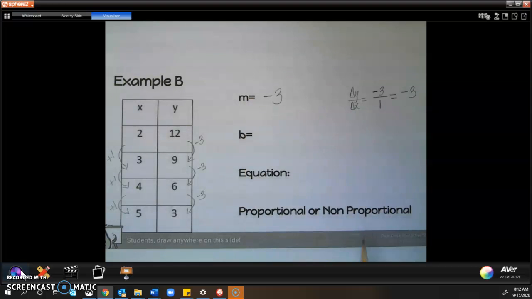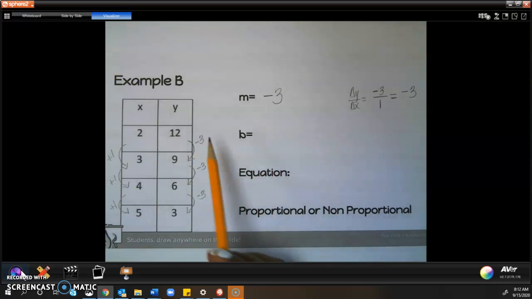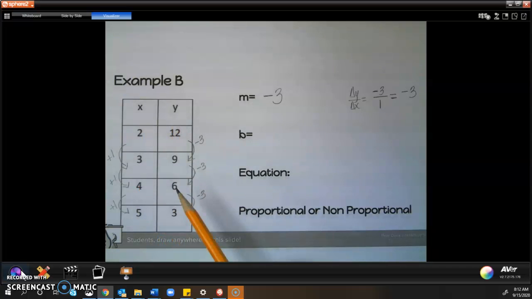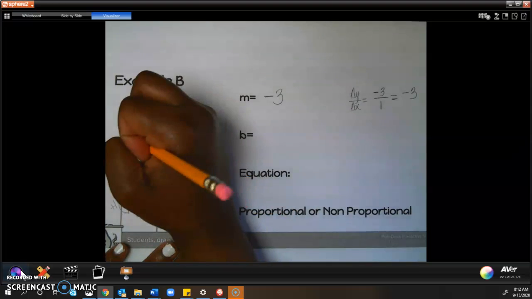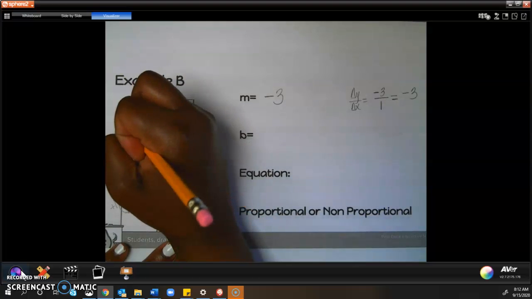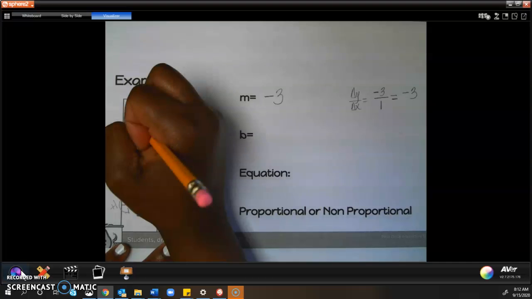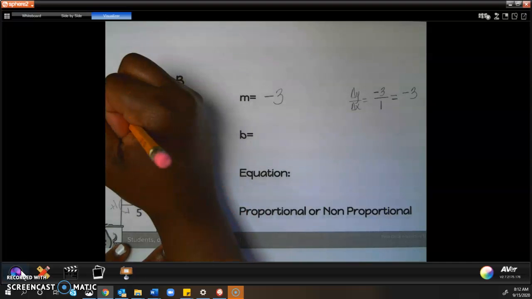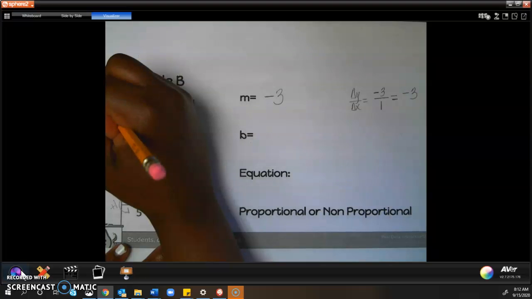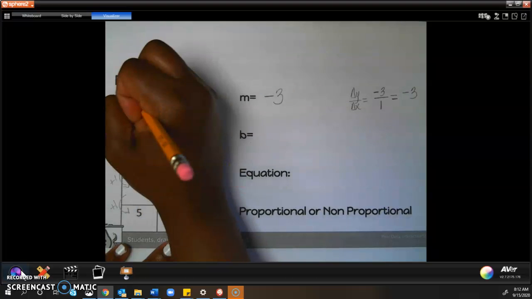Okay. Now, if you notice here, I need to find my y-intercept, but I don't see when x is 0 on my table. So that means I need to go backwards and do the opposite of this pattern. So if my pattern for my slope here on my table is to go down 3 for every 1, I need to go backwards until I get to 0. So I would subtract 1 here. That'll give me 1. Then if I subtract 1 again, that'll give me 0.